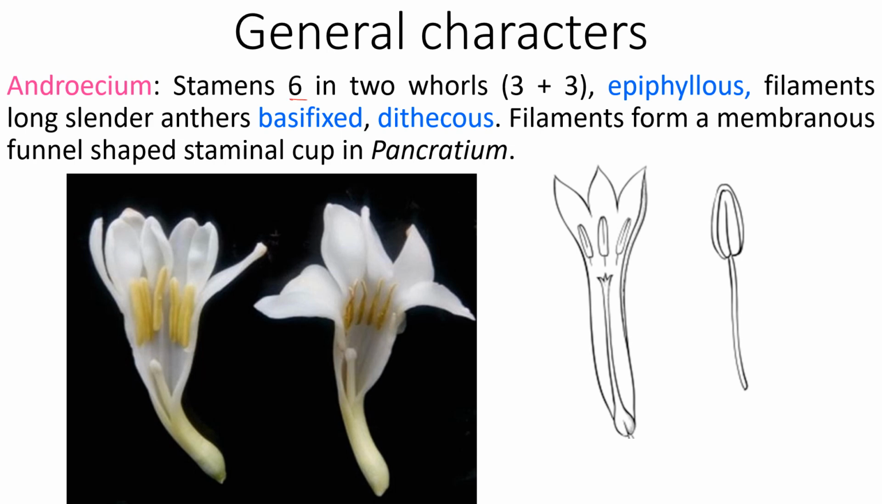Stamens are 6 and they are present in two different whorls. Outer whorl includes 3 and inner whorl includes 3. The condition is epiphyllous. Epiphyllous condition means attached to the tepals. Here you will see the epiphyllous condition, that these 3 stamens are attached to the tepal, and that condition is called the epiphyllous condition. Filaments are long, slender, anthers are basifixed and dithecous. Filaments form a membranous funnel-shaped staminal cup in case of Pancratium.